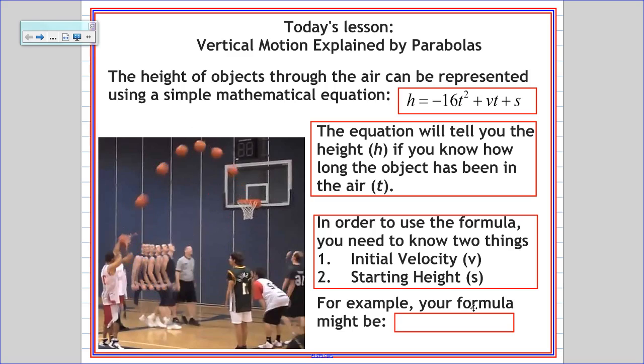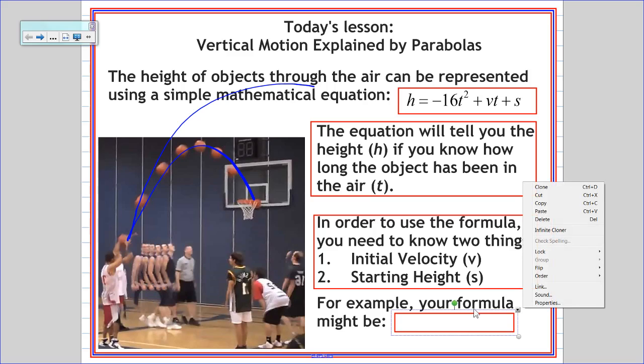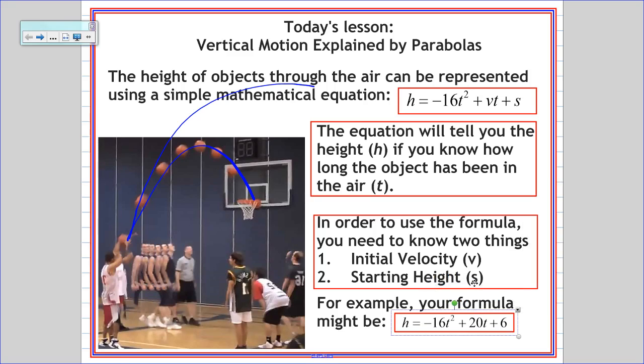When the basketball player shot it, how hard did he shoot it? There would be a difference between someone shooting that hard, in this way that the basketball makes the hoop, and way harder, when the basketball goes into the crowd. So you're going to be given those pieces of information. For example, your formula might be H equals negative 16t squared plus 20t plus 6. The 6 would be the starting height, measured in feet. And the 20 is the initial velocity, measured in feet per second.